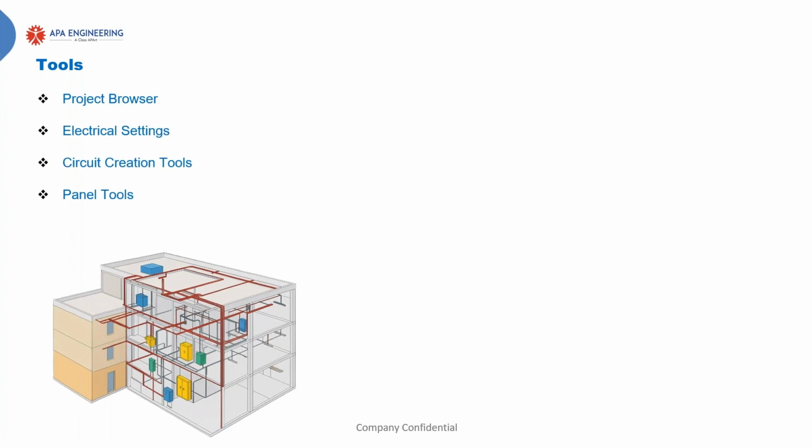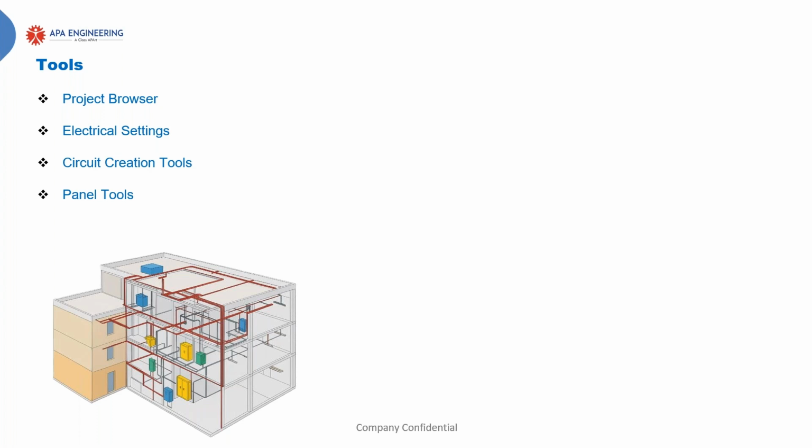So first, the project browser. A project browser is nothing but a central hub to navigate through the entire project or building. In the project browser, you can easily go to any floor in the particular building, any domain as well, like mechanical or electrical, and also you can see all the panels generated. All this information will be collated in the project browser. So basically, it is used for navigating in the model.